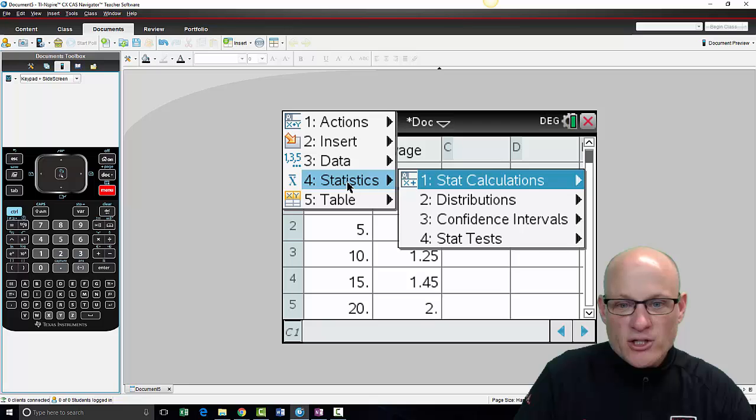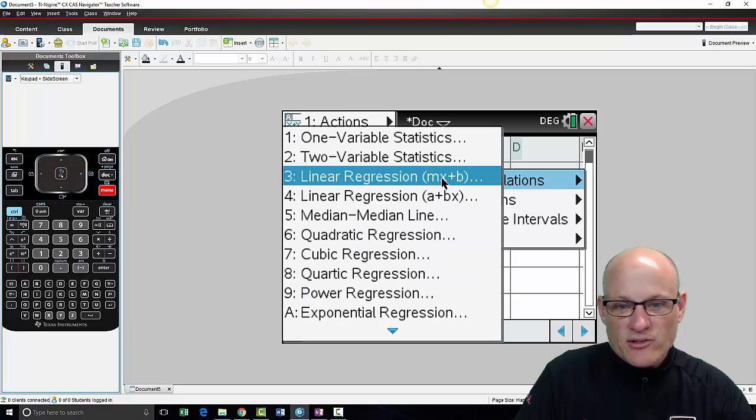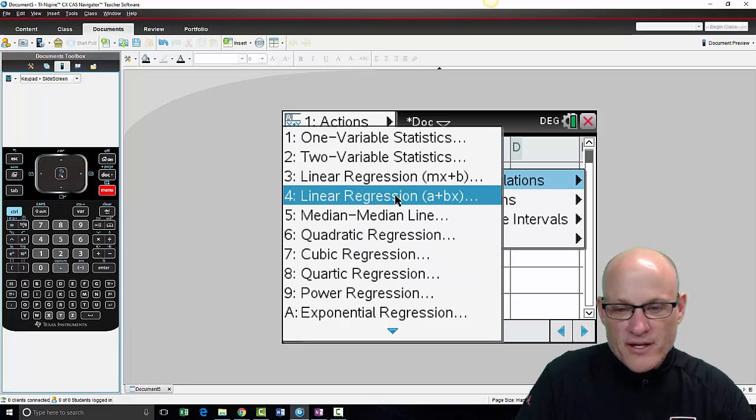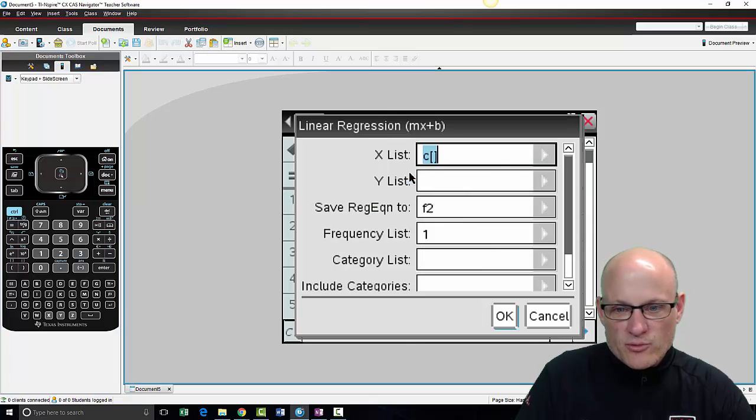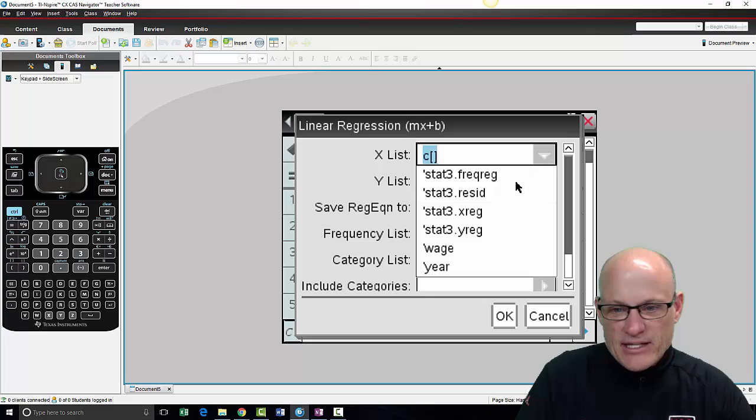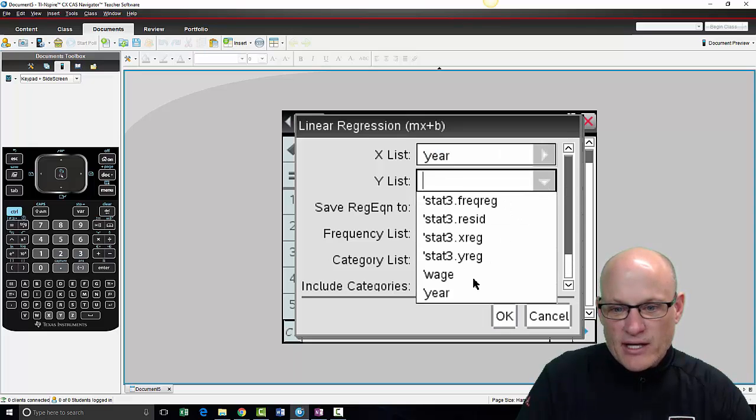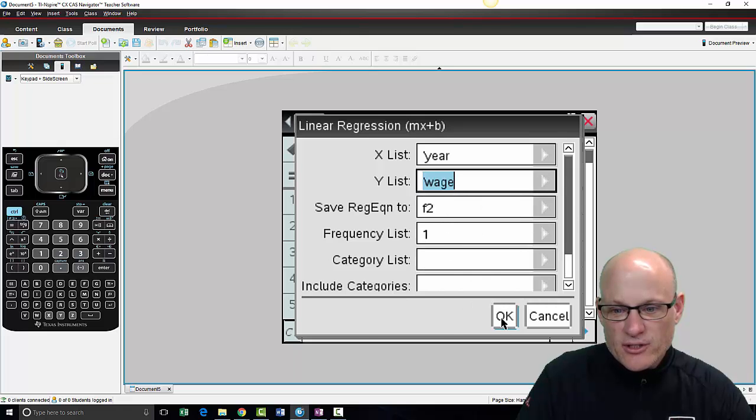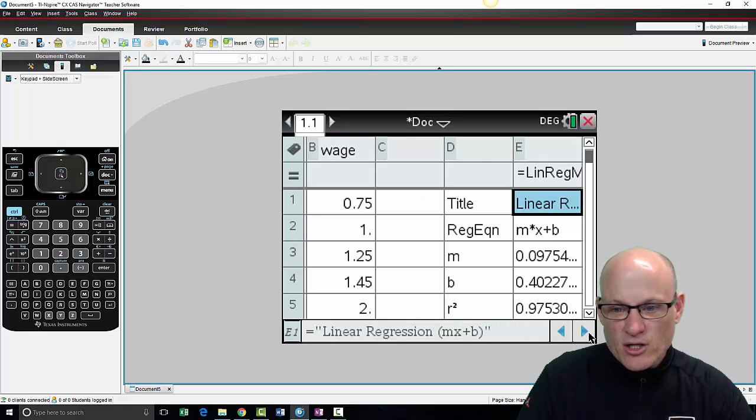You go to menu, you go to statistics, stat calculations, linear regression. Don't pick this one. They do that in AP stats for some reason. I'm not sure what for. We'll do this one. Now, notice I already did this. My year was my X value and my W was my wage value. And we click OK, and there we go.